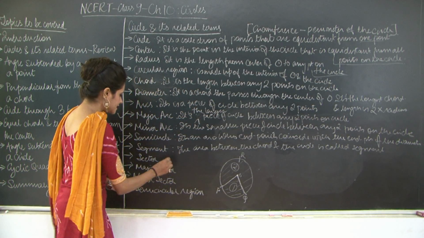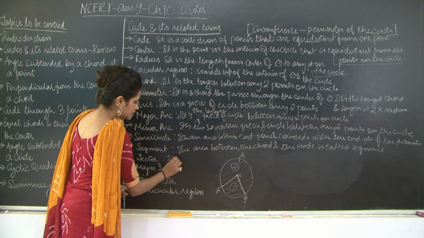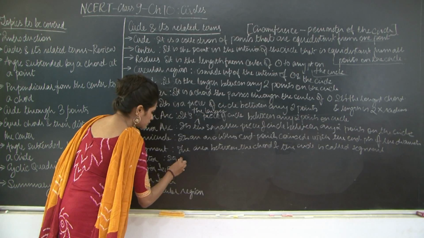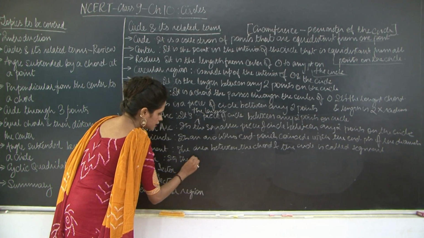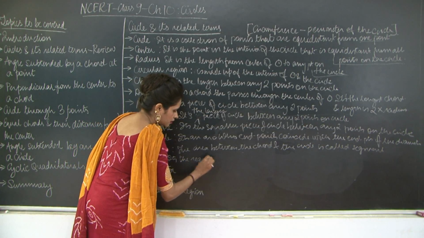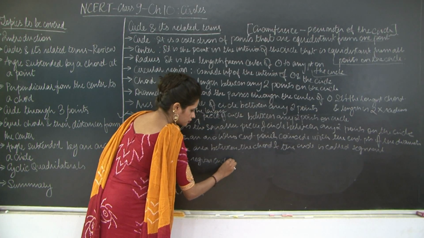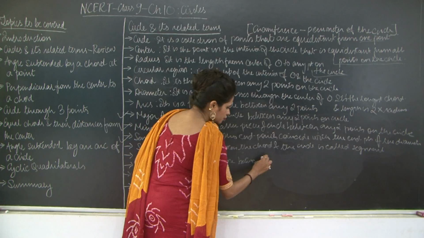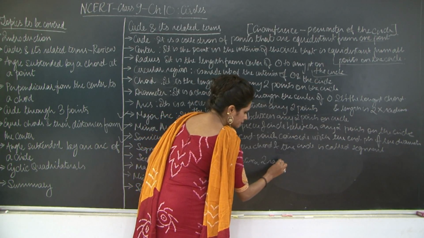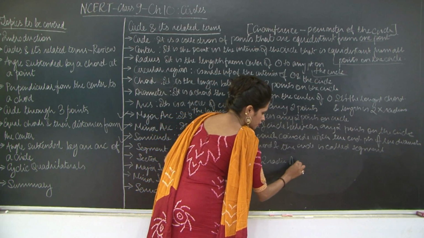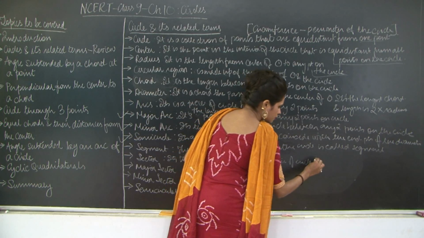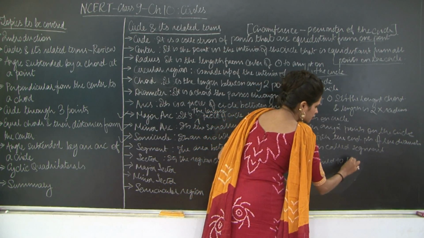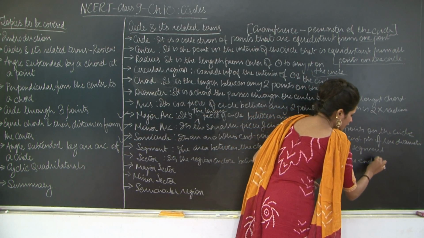So what exactly is a sector? It's the region enclosed between two radii of the circle joined to the endpoints of the arc.